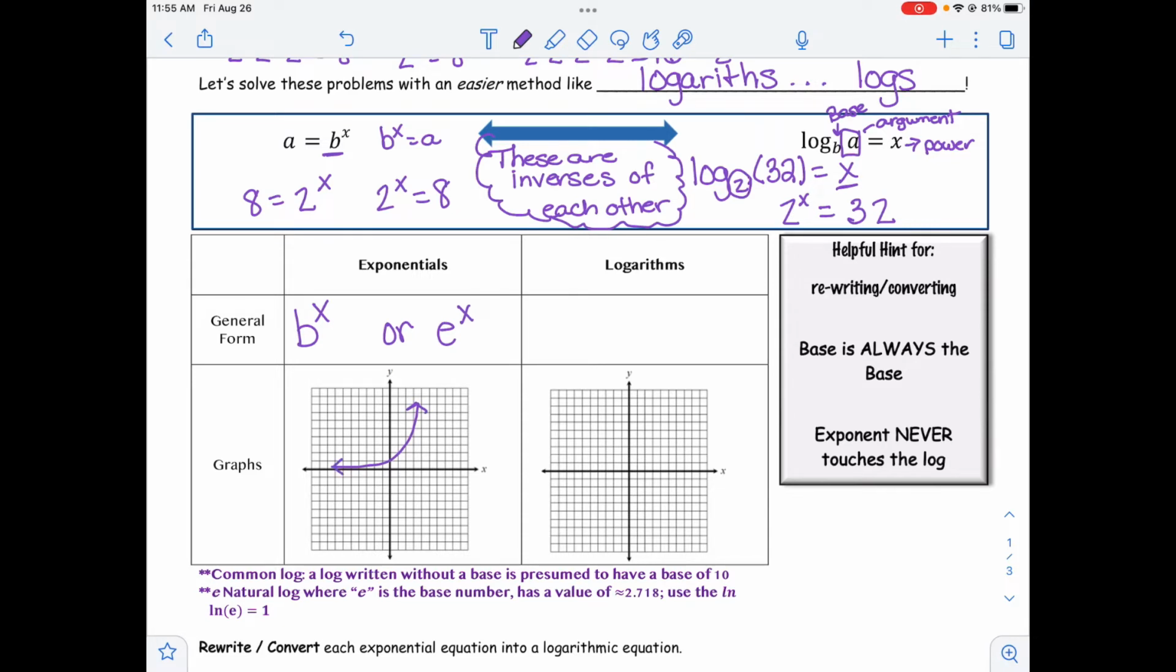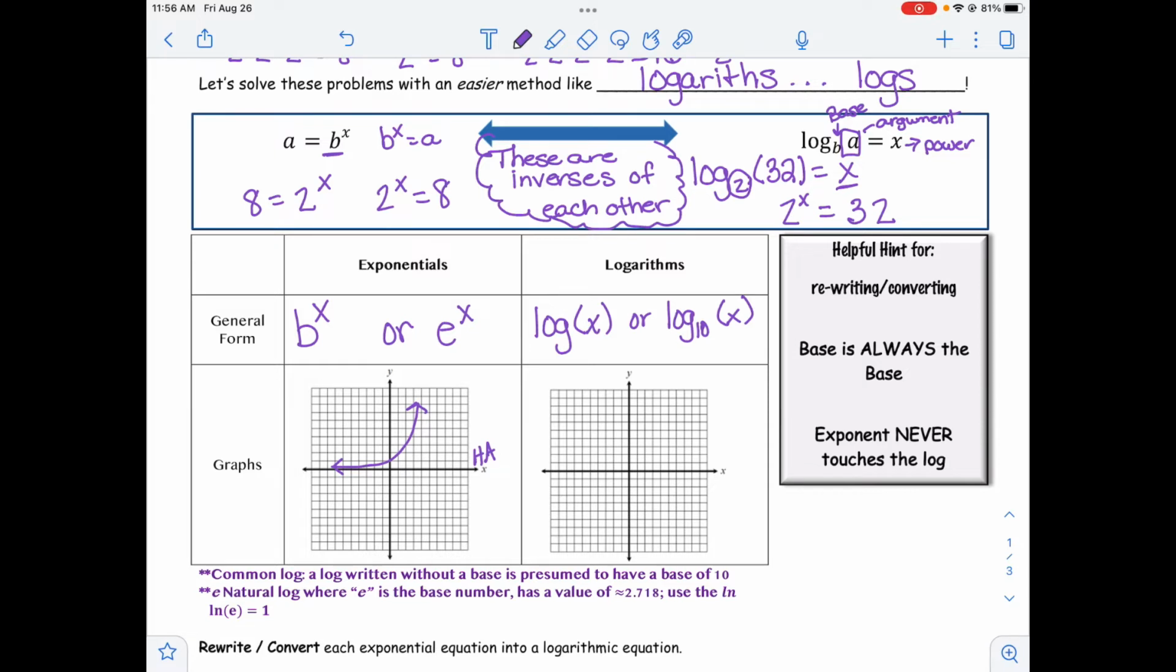They have a horizontal asymptote, and we've worked a lot with those. So that's just kind of how they look. Now logarithms, their general form is log of x. This could also be written as log base 10 of x. So if you do not see a base beside a log, a little subscript, then it's presumed to be base 10. That is called a common log.